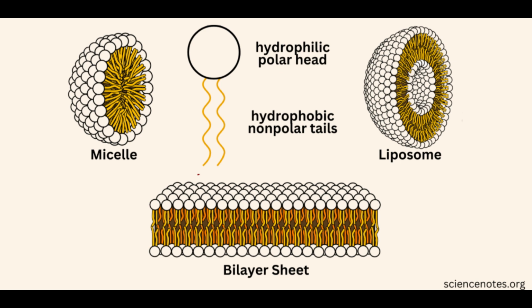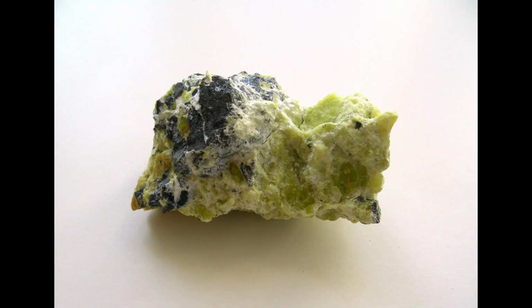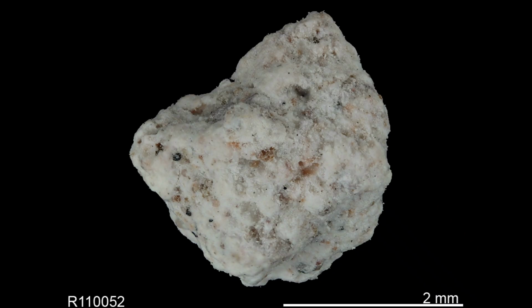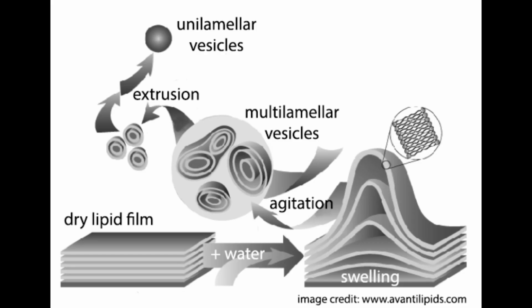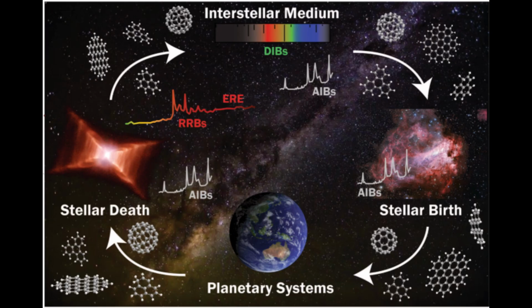The presence of minerals like pyrite, quartz, hydrocalcite, and the aforementioned montmorillonite can increase bilayer membrane formation some 1,000-fold. Also, when lipid vesicles dry out, they can catalyze the polymerization of biomonomers within them. Such structures could ultimately become the membranes of the first cells.